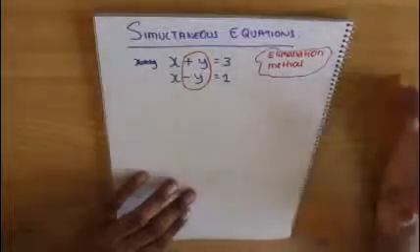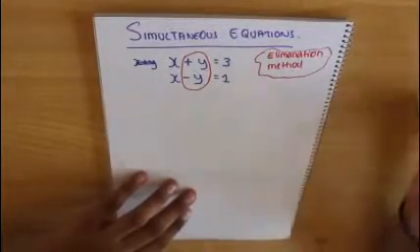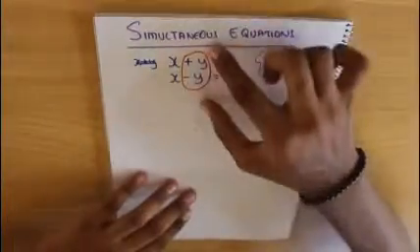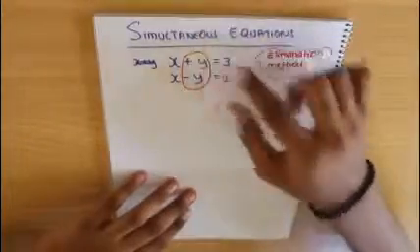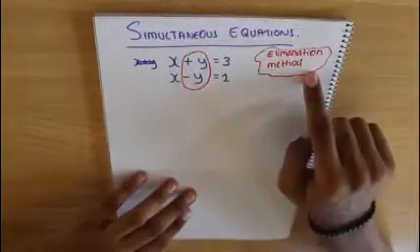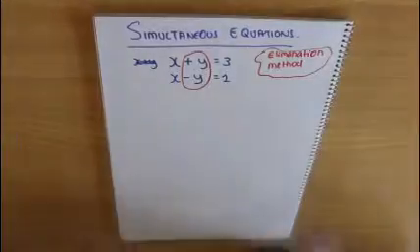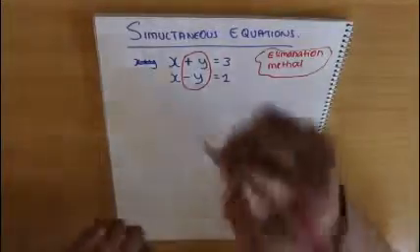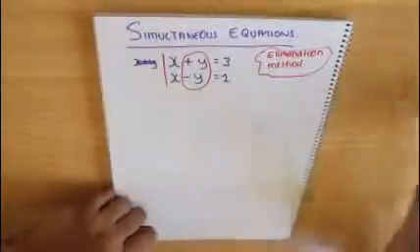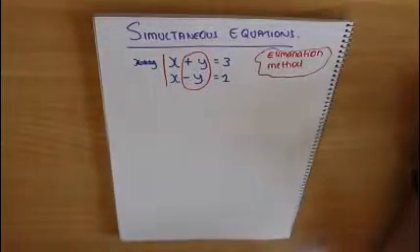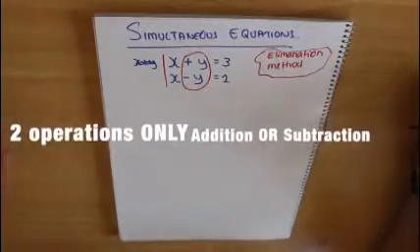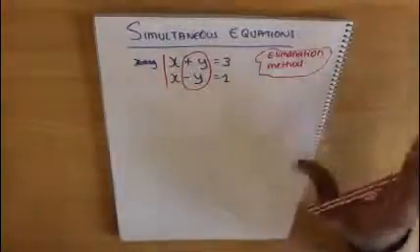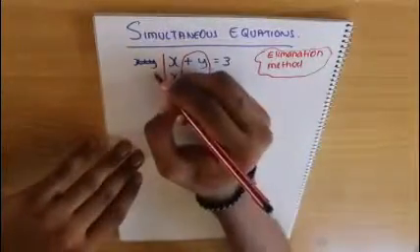So we're looking at the y variables in both equations as the variable we would want to eliminate. Essentially, you can either subtract or add the equations. It's always subtraction or addition when it comes to simultaneous equations. So let's try subtracting them.